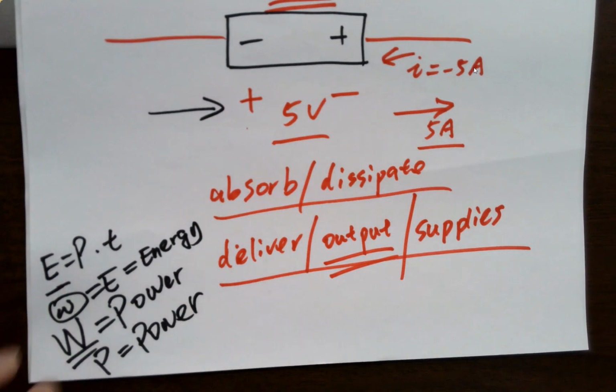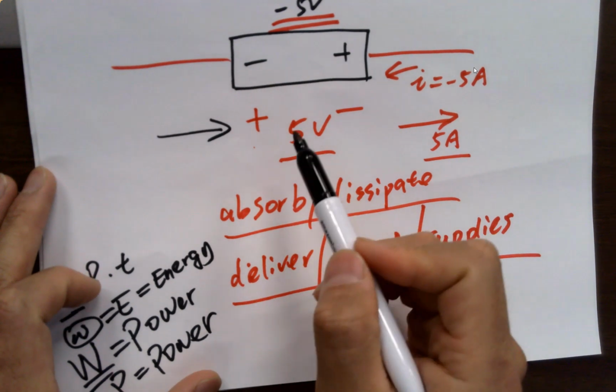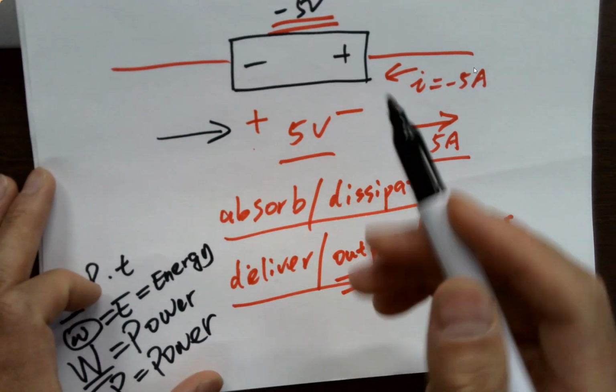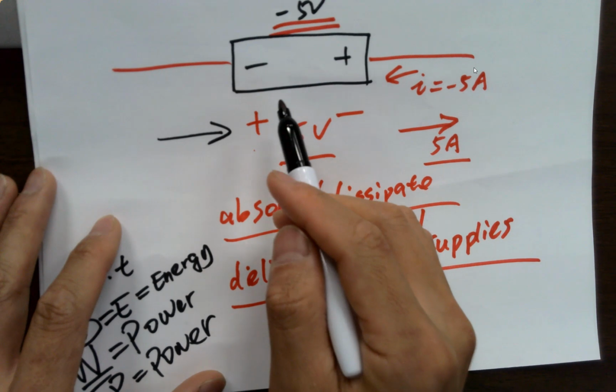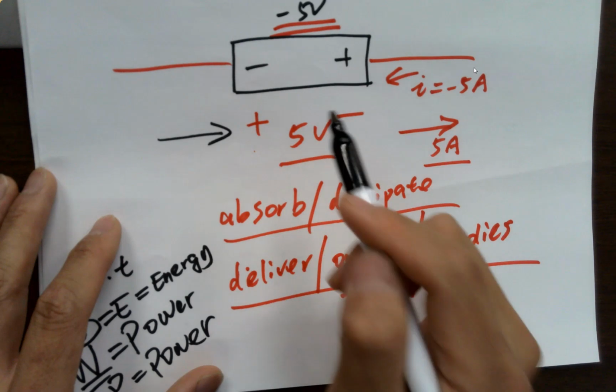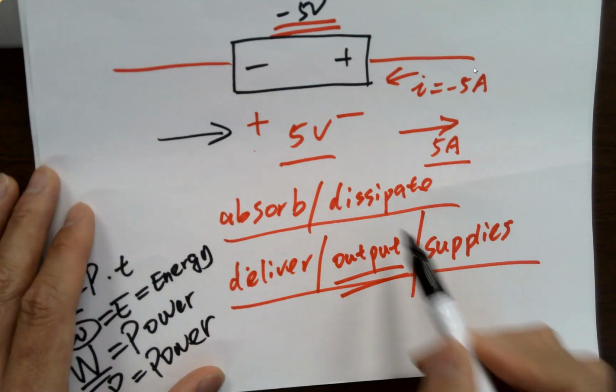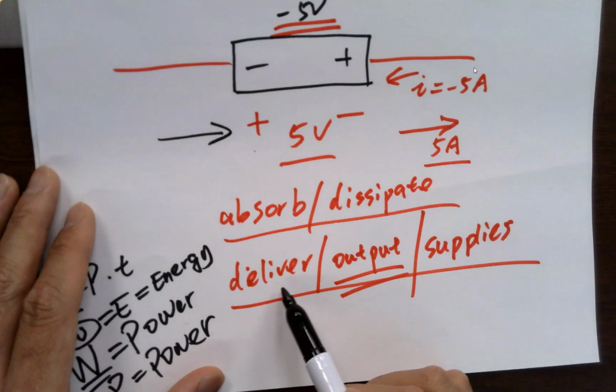Let me finish this one first, jumping back and forth. So now let me ask you. I already asked, but let's repeat it. So is this guy absorbing or delivering? Absorbing. Dissipating or supplying? Dissipating. Okay, because absorb, dissipate, deliver, supply.